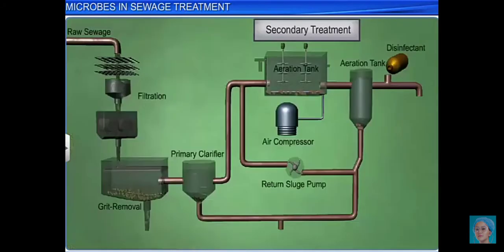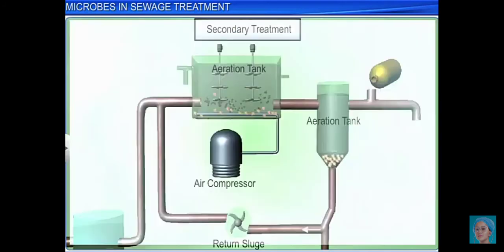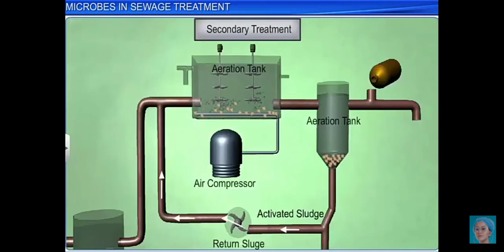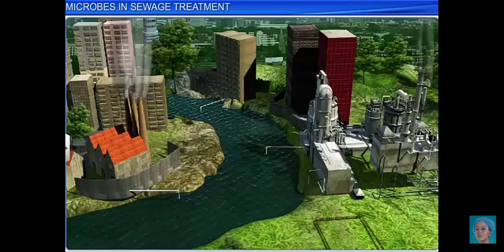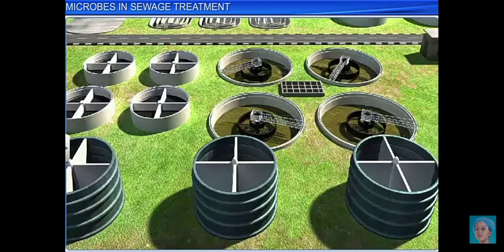However, a small part of the activated sludge is pumped back into the aeration tank to serve as inoculums for subsequent treatments. Though the amount of sewage produced increases every year with the population increase and rapid urbanization, microbial treatment of sewage remains the most effective method to date.